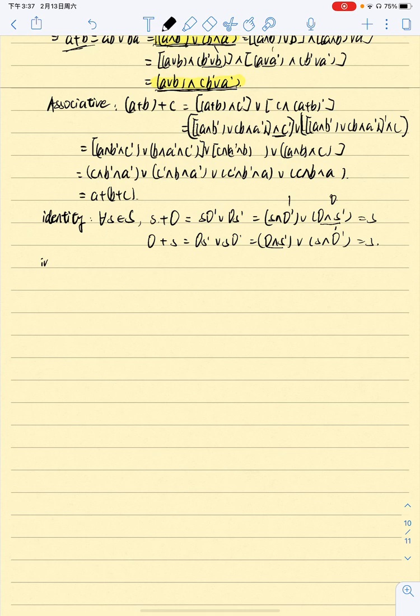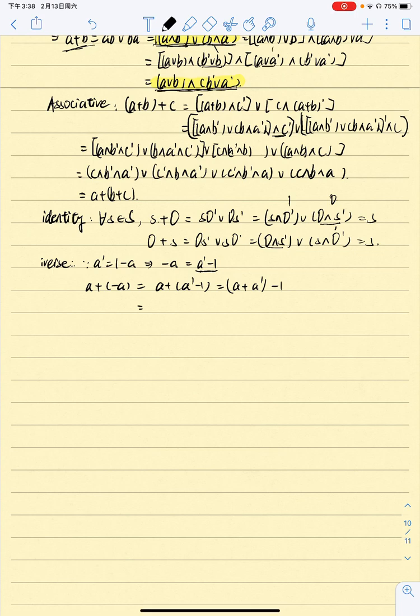And inverse. Element has inverse. Actually, the inverse is 1 plus 1 minus A, right? Because a prime equal to 1 plus a. So minus a is a prime minus 1, right? And we want to show a plus minus a is 0. And change the minus a to be here. A plus a minus 1, right? A plus a prime minus 1. Okay.